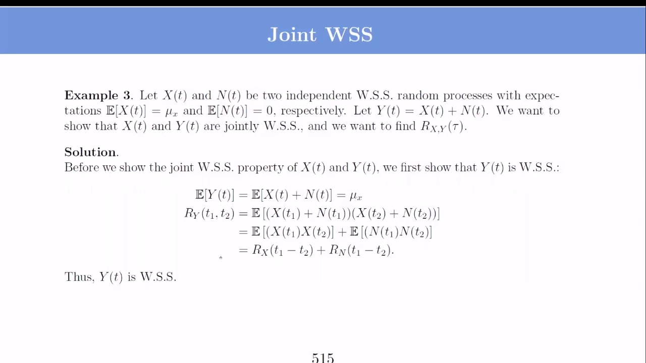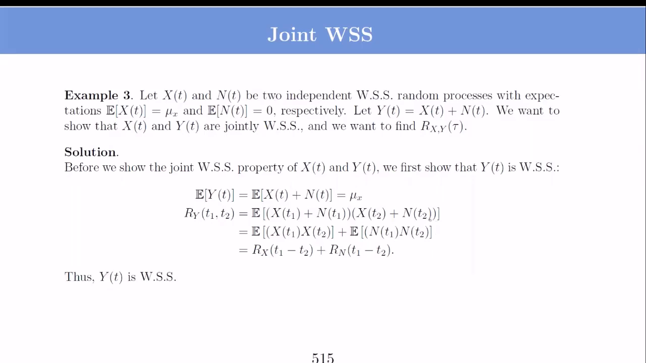The second relation: Ry(t1, t2), if I compute, will be equal to the expectation of y(t1) times y(t2), where y(t1) is x(t1) plus n(t1) and y(t2) is x(t2) plus n(t2). When you multiply, we get cross terms. We get E of x(t1) x(t2), which will give you Rx(t1 minus t2) because x is a WSS process. Similarly, n(t1) and n(t2) will give you Rn(t1 minus t2) because n is also a WSS process. The cross terms where you have x(t1) times n(t2), because they are independent, will be just equal to E of x(t1) times E of n(t2).